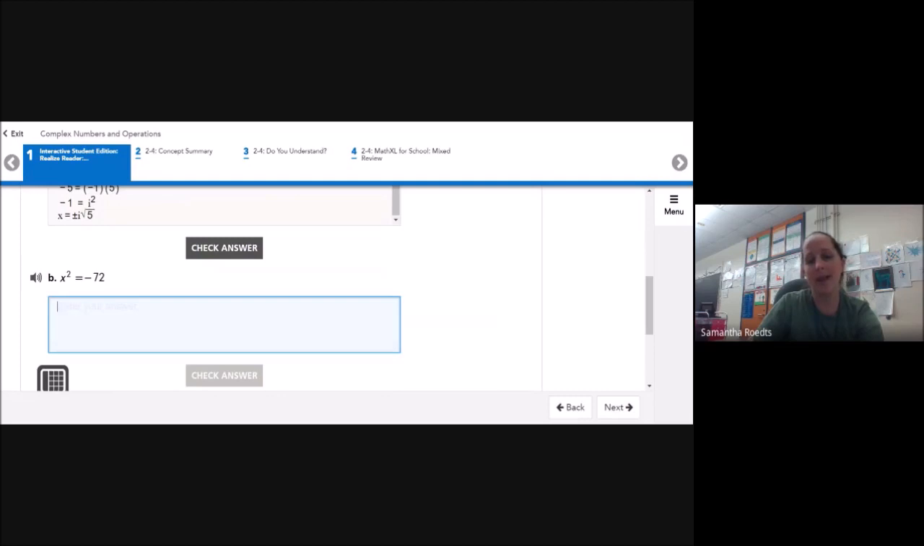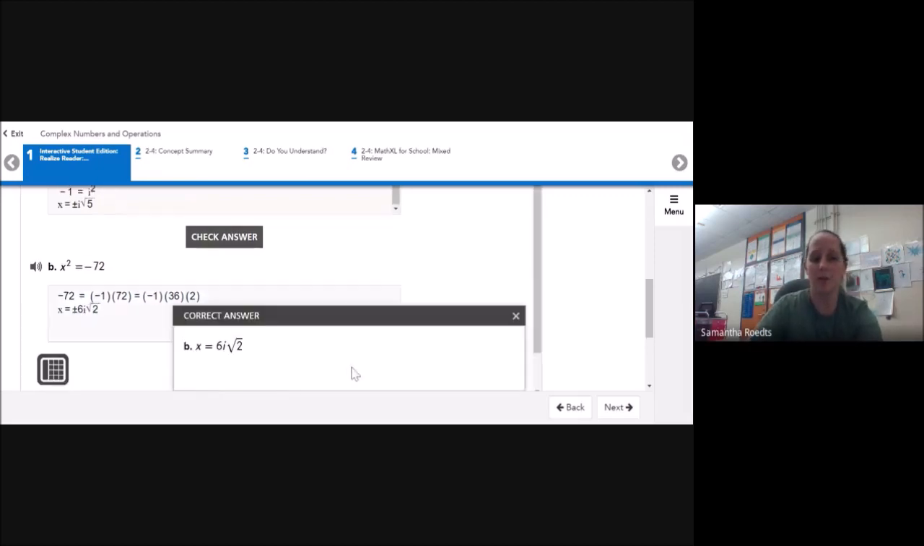I then have x squared equals negative 72. So 72, I can actually break down into negative 1 times 72, which also breaks down into negative 1 times 36 times 2. 36 is a perfect square, so when I square root this, I can actually take the 36 out as well. So x equals plus or minus 6i, because of the negative 1 and the 36. The square root of negative 1 is i, and the square root of 36 is 6. And of course, I still have the 2 left under the square root.